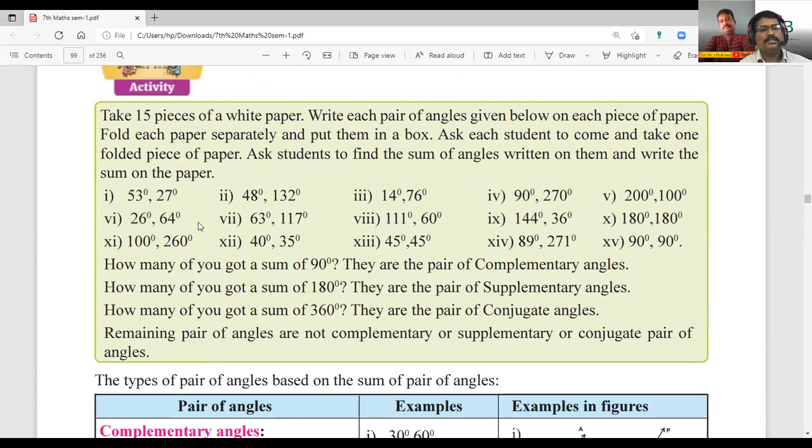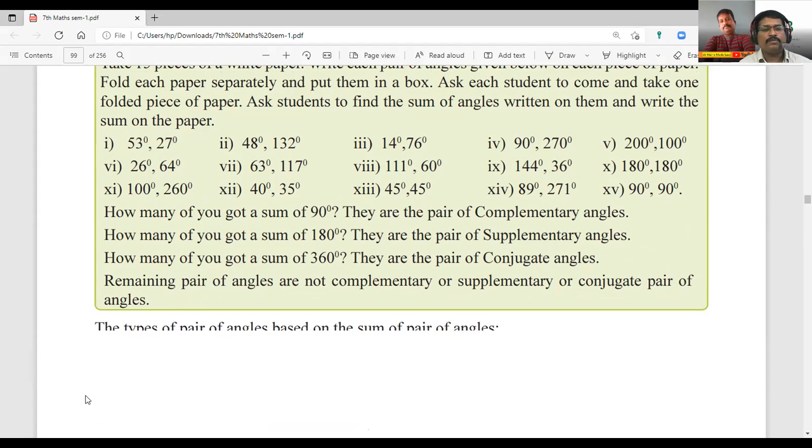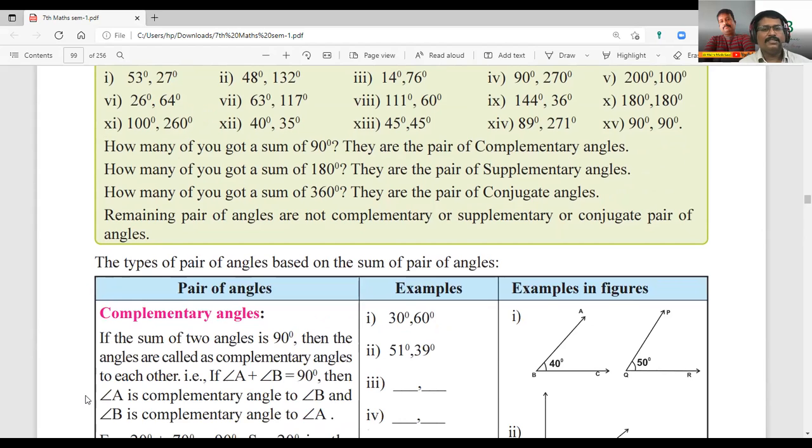Please observe, this is an activity that you should do. You can do it. Write each pair of angles given below on each piece of paper. Fold each paper separately and put them in a box. Ask each student to come. Okay, that's all. Right. So the pairs of angles are complementary angles, supplementary angles, and conjugate angles. Here we can divide pairs of angles into three types: complementary angles, supplementary angles, conjugate angles.